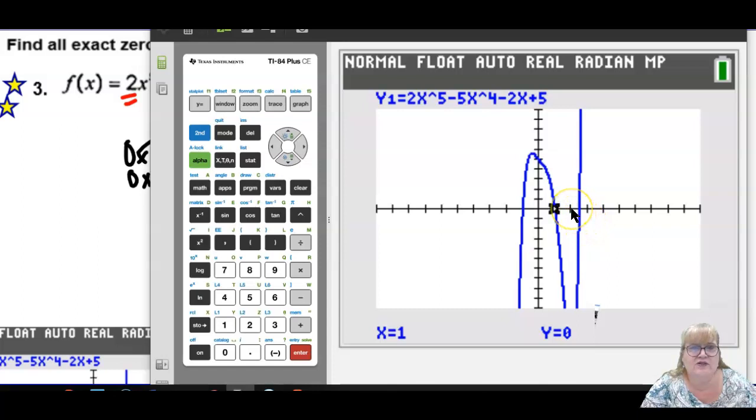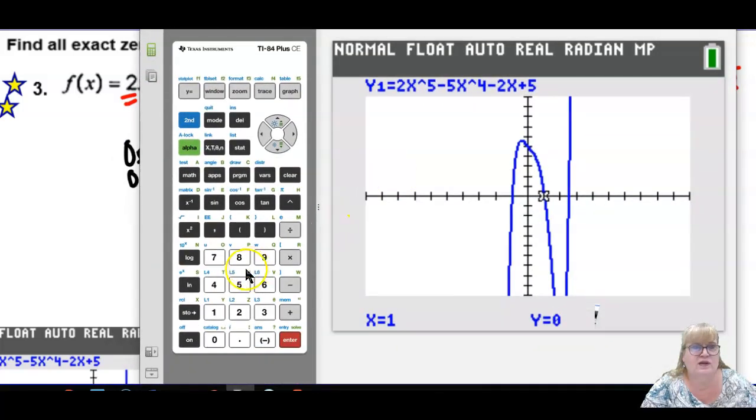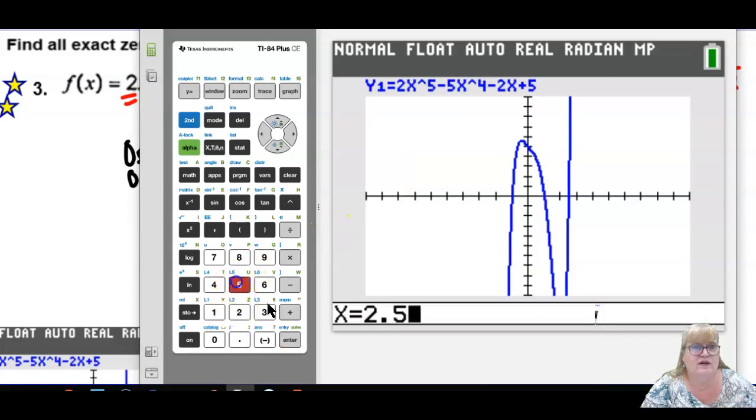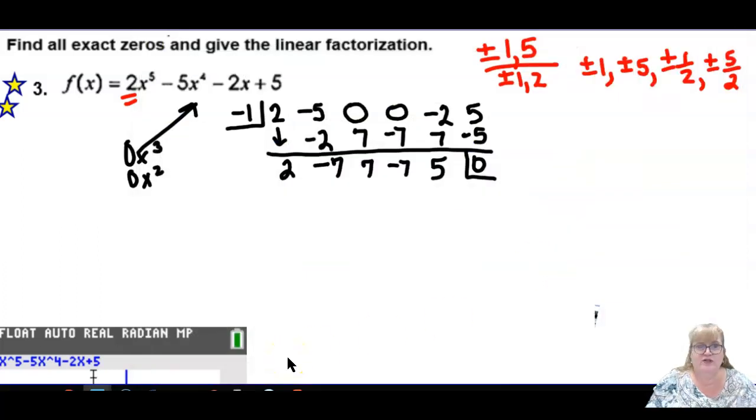And this actually looks like it's between 2 and 3. And on our list here, 5/2 would be 2.5. So while I'm here, I'm going to try 2.5. And that is a 0 as well. All right, so we checked on the graph, and +1 should also work. Whoops, let me write that in a better spot. I'm going to put up here, +1 worked.